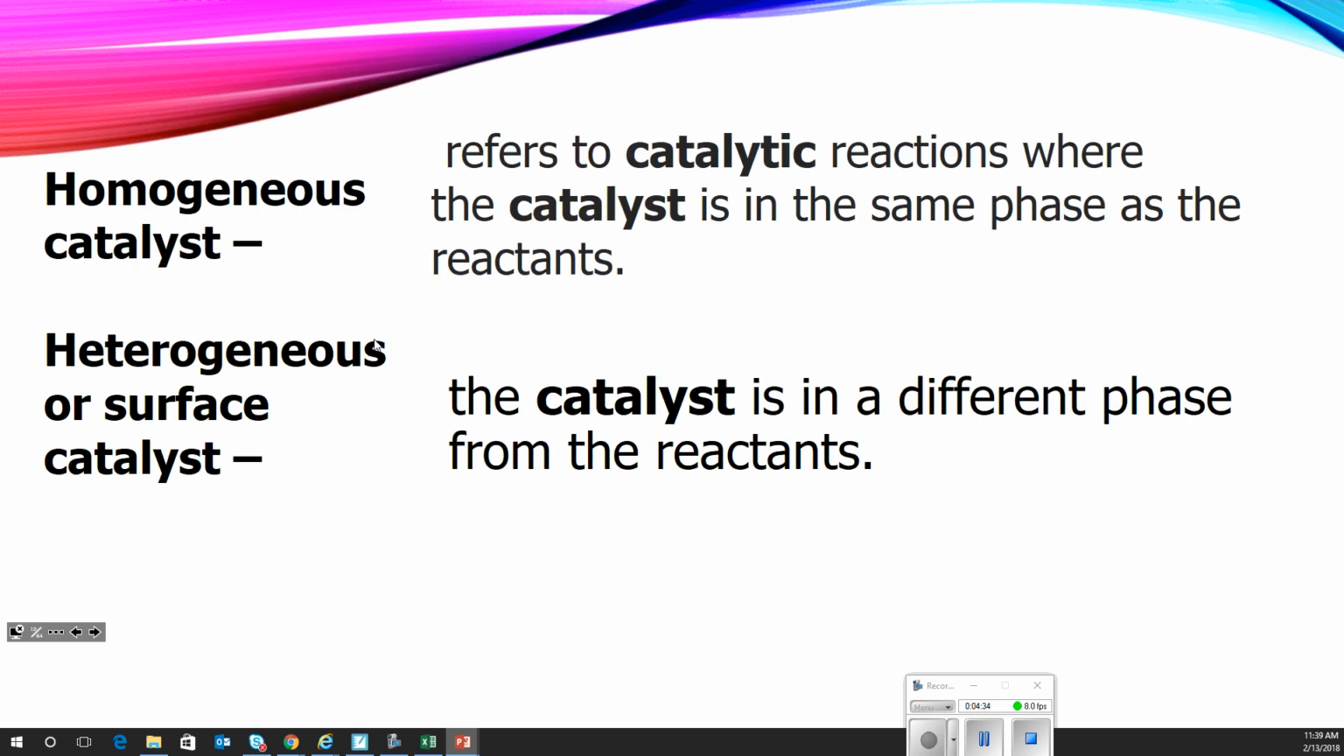Then we've got homogeneous and heterogeneous catalysts. Homogeneous means it's in the same phase as the rest of the reaction. So if I have a liquid that's going through a reaction, then I need a liquid catalyst to be homogeneous. If I have a solid that I put in, that would be a heterogeneous catalyst. So it's all about the phase when we're talking about homogeneous and heterogeneous. Homo meaning the same and hetero meaning different.